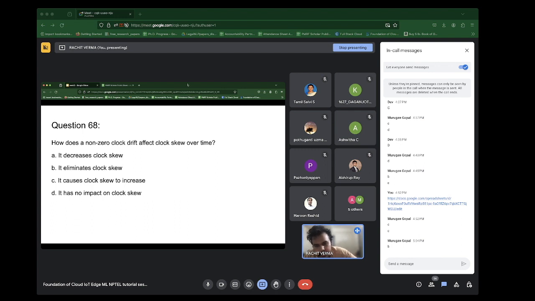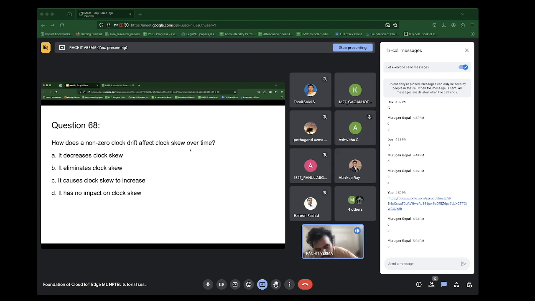So how does a non-zero clock drift affect clock skew over time? A, it decreases clock skew, B, it eliminates clock skew, C, it causes clock skew to increase, or D, it has no impact on clock skew? It causes clock skew to increase, but there's no guarantee that initially it will increase. Initially it may decrease and then finally increase. Why will it decrease? If your current clock says 3 AM and another clock says 4 AM, and the 3 AM clock is faster, then slowly the difference will reduce and then finally start increasing. Yeah, right. Okay, that makes sense.